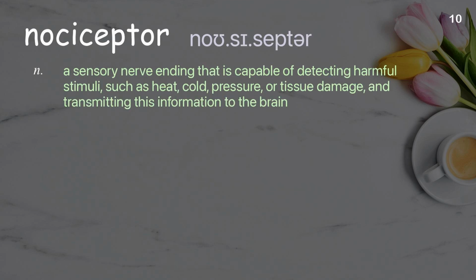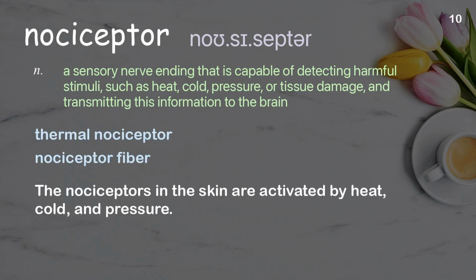Nociceptor. A sensory nerve ending that is capable of detecting harmful stimuli, such as heat, cold, pressure, or tissue damage, and transmitting this information to the brain. Examples: Thermal nociceptor. Nociceptor fiber. The nociceptors in the skin are activated by heat, cold, and pressure.